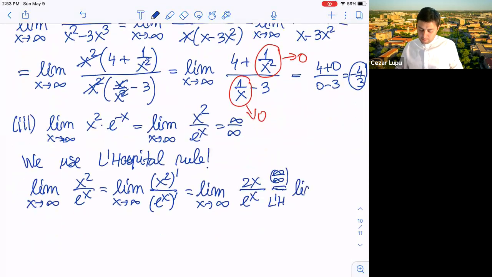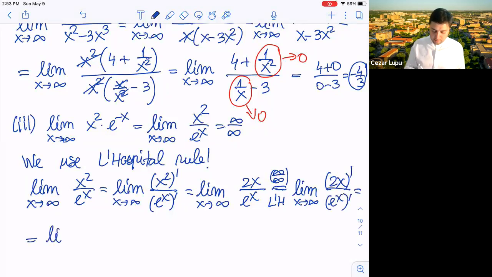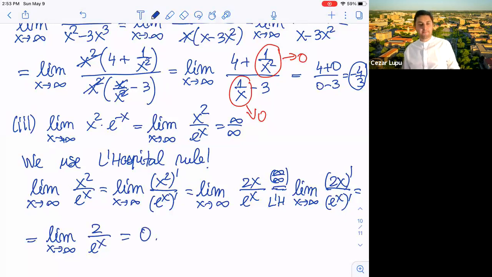This will give us that it's equal to the limit as x approaches infinity of (2x)' over (e to the power x)', and this would give us the limit as x approaches infinity of 2 over e to the x. And now clearly, as x approaches infinity, this will be 2 over infinity, which is 0. And that's it.